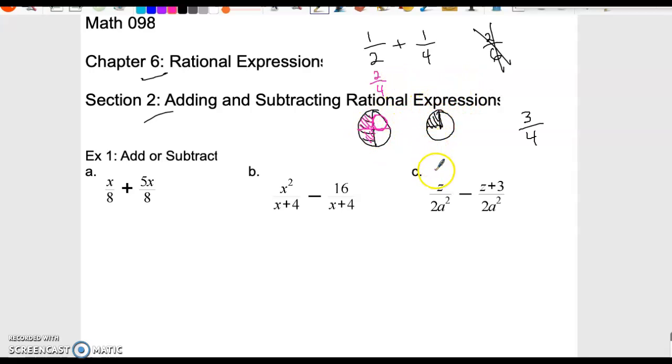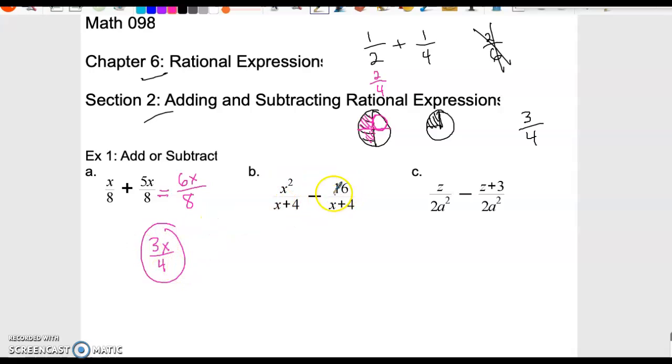of a pizza. The same thing happens with expressions, with rationals: you can only add things together if the denominators are the same. So these first couple, the denominators are already the same. It's pretty easy. And then x plus 5x would give you 6x, and then reduce. So 6 divided by 8 would reduce to 3/4, and that x is still there.